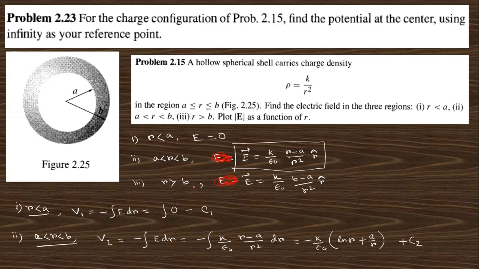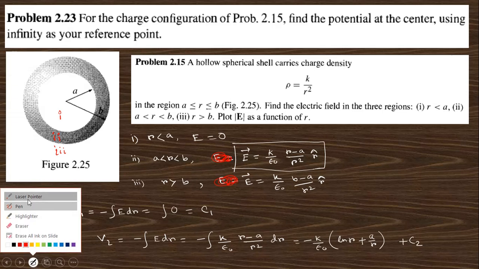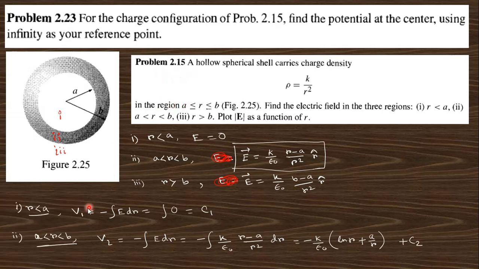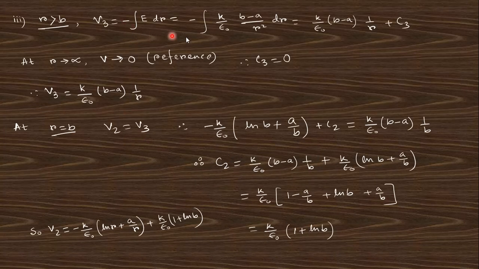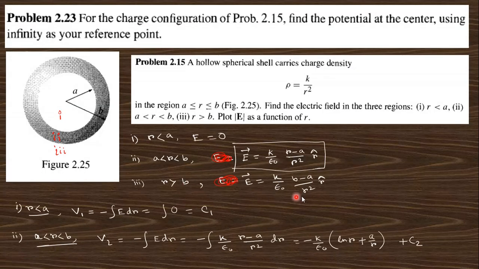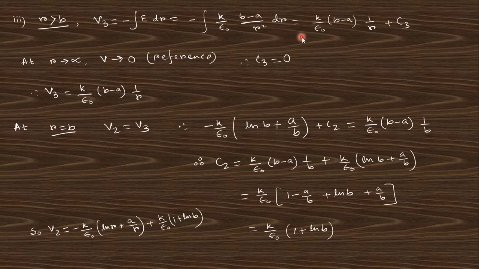For outside B, this is region 1, this is region 2, and this is region 3. For region 3 the electric field will be like that. We already obtained this from problem 2.15. Now for the potential: in region 1 the electric field is 0, so the potential will be constant. For the next region, the potential will be the integral of E dot ds, and using this expression you will get that one. And for region 3, using this electric field, you will get this expression.